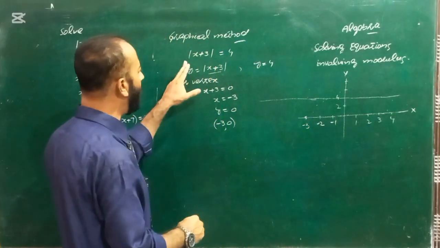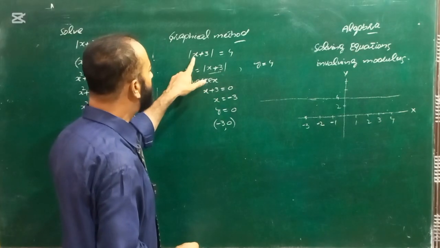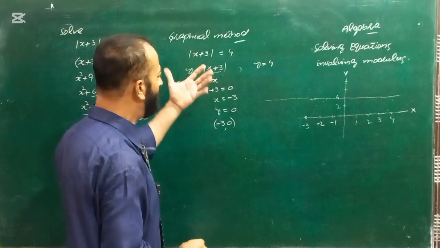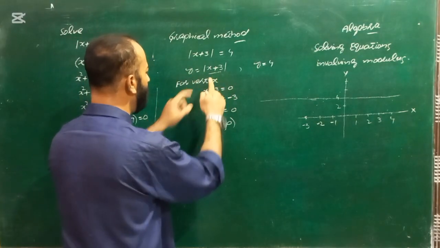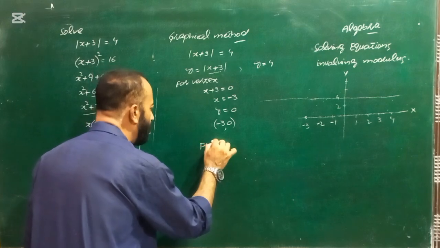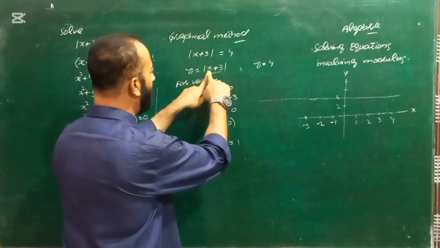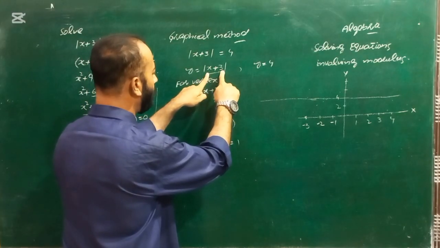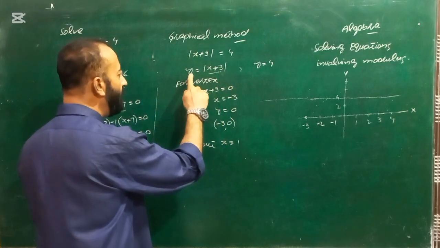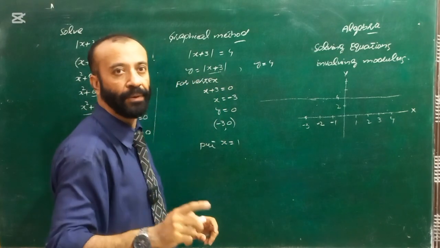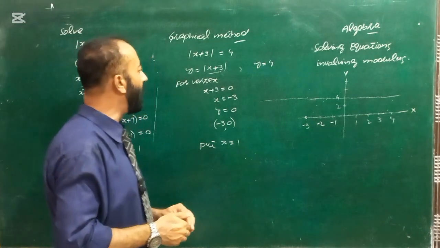So we will put, other than -3, any value. So now we will put x equal to 1. This factor will become 1 plus 3, which is 4. Okay, and because of the modulus, y will be equal to plus or minus 4. This is the important thing, and you have to keep this in your mind.